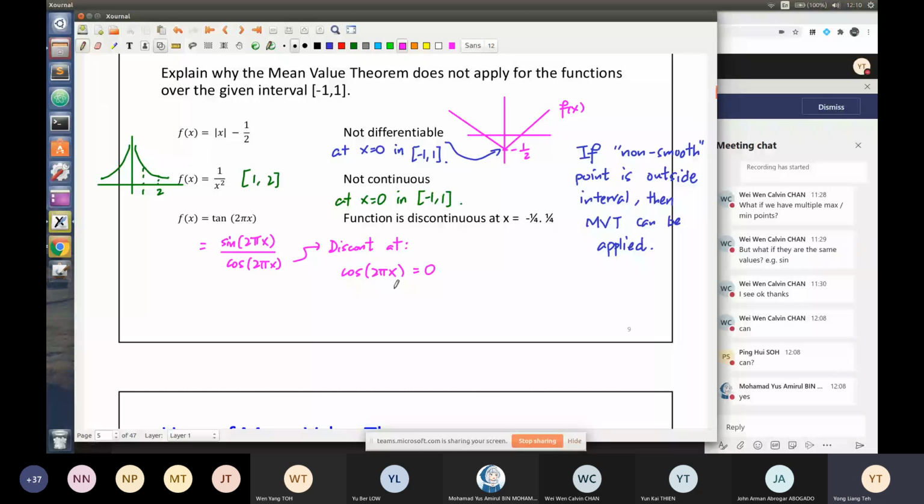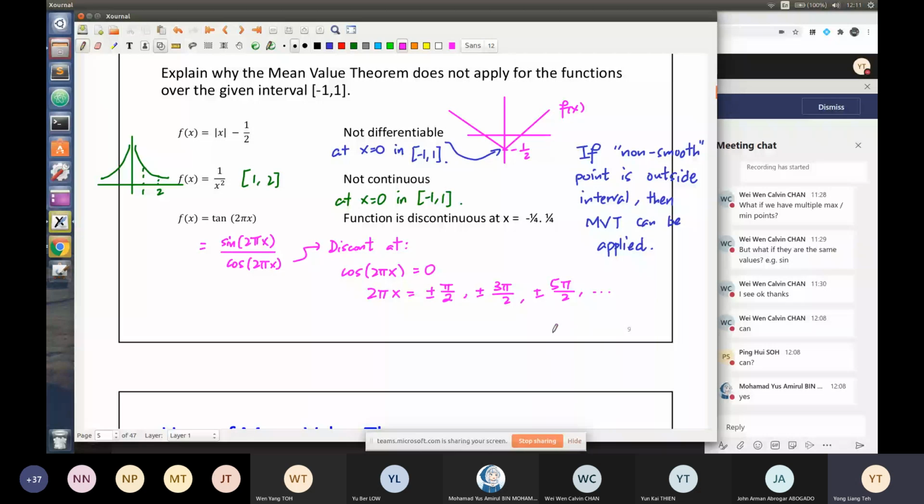So what is your angle? 2 pi x must be equal to pi over 2, because cosine pi over 2 is 0. Or rather, to make it more general, plus minus pi over 2, because whether you rotate clockwise or counterclockwise, 90 degrees will give you cosine equal to 0. Then quite clearly plus minus 3 pi over 2 is also giving you 0, then plus minus 5 pi over 2 and so on and so forth.